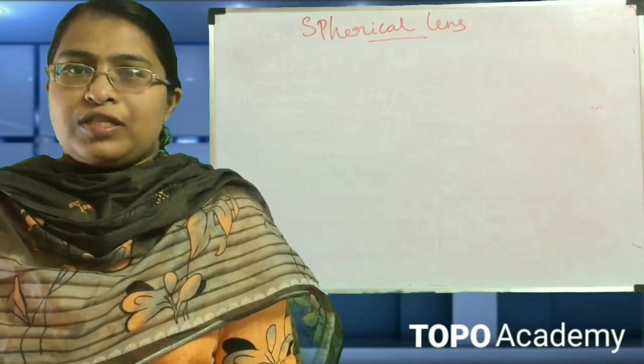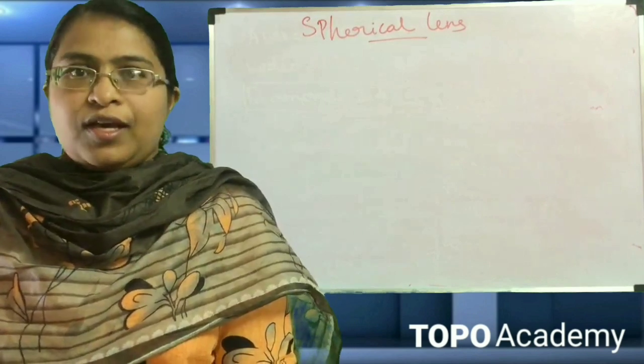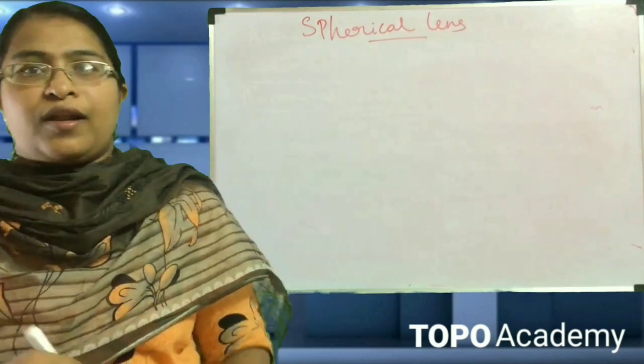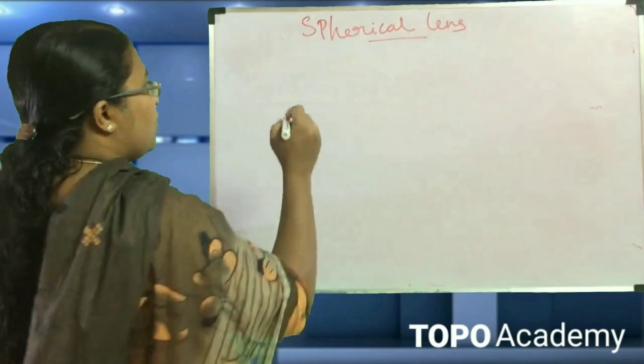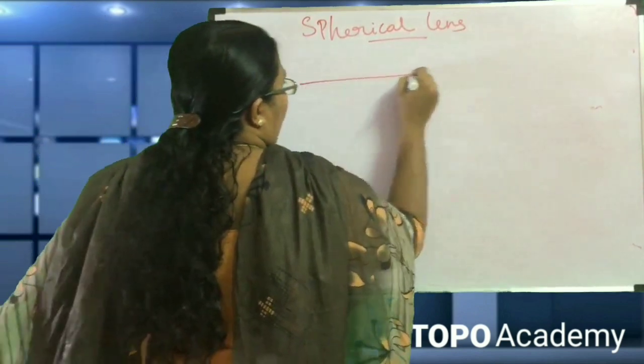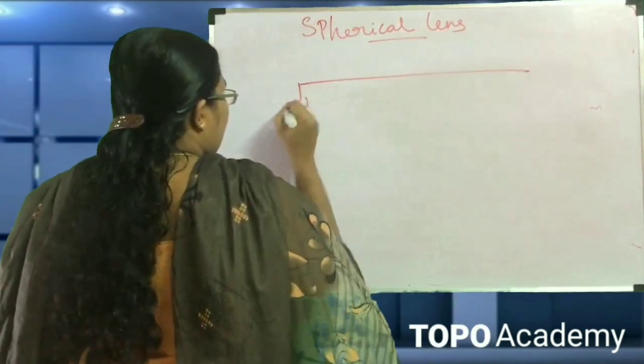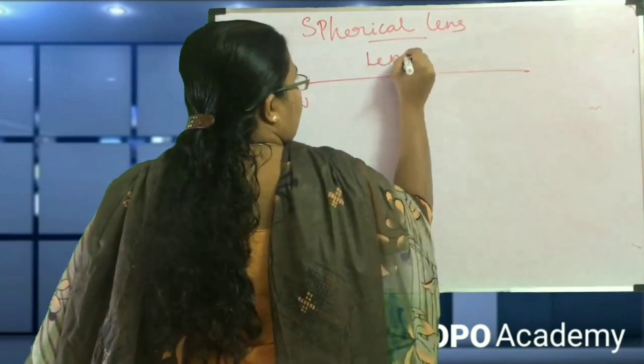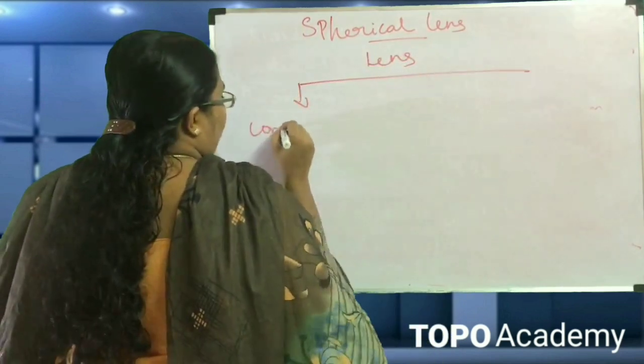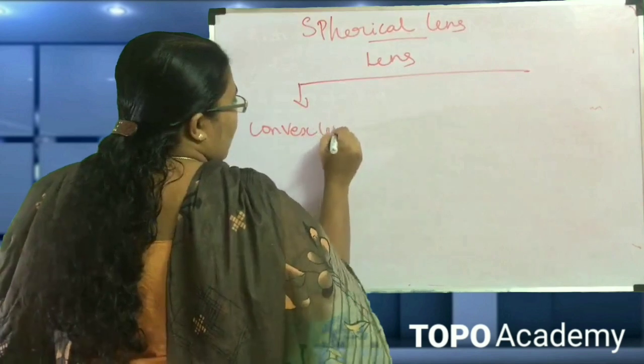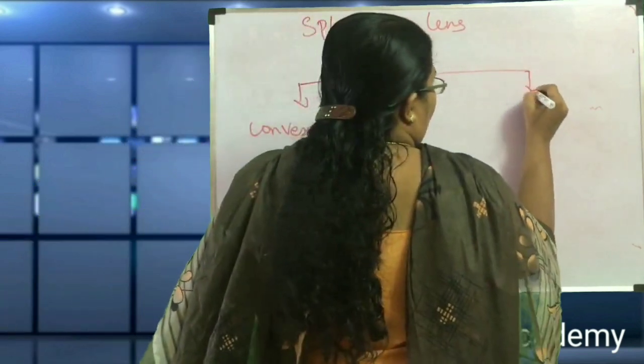Today we are going to discuss the types of lens. There are two types of lens. Lenses are divided into two: the first one is the convex lens and the second one is the concave lens.